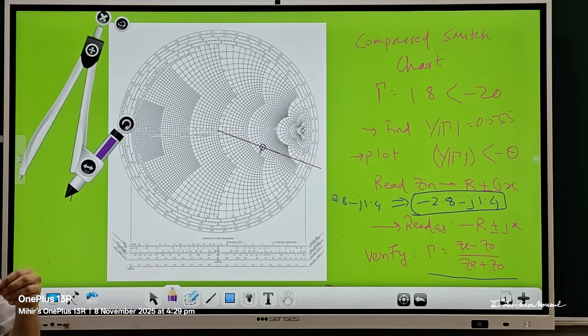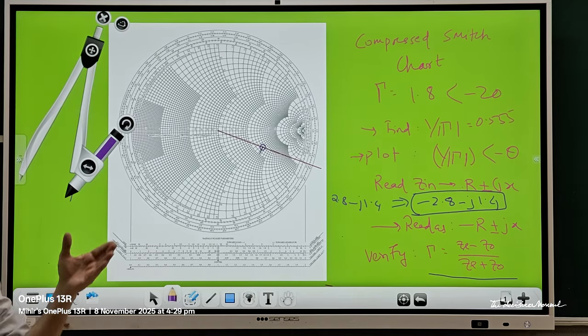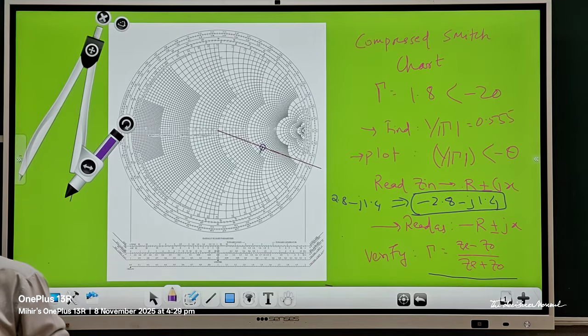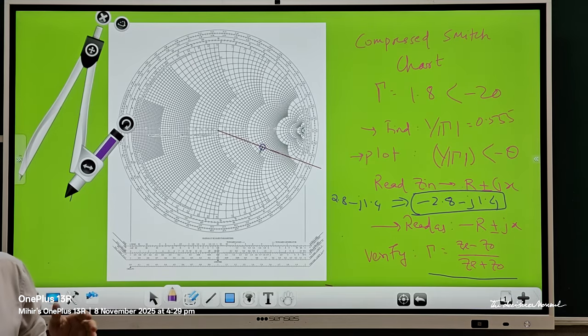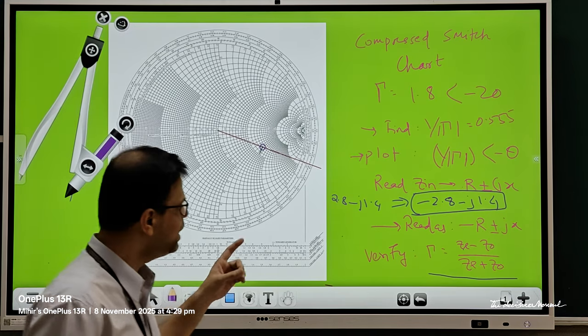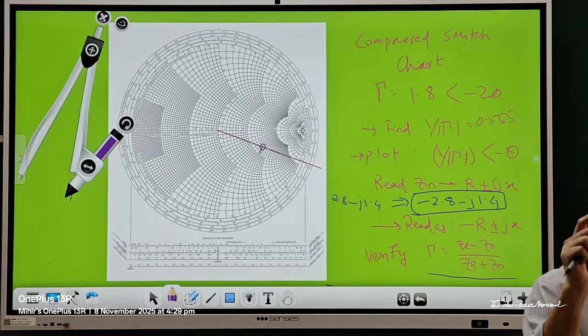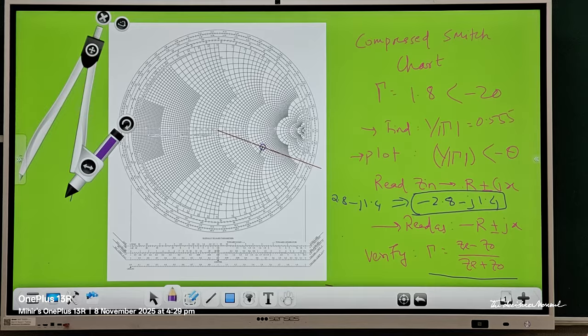The value may slightly differ. You may calculate it to be 1.76, 1.79 like that. So this is how you are going to cross check it, and the value will match. So this is how you plot the negative resistance: you plot the value of gamma onto the regular Smith chart and then read the value. That is the procedure you are going to follow for plotting a compressed Smith chart. Thank you.